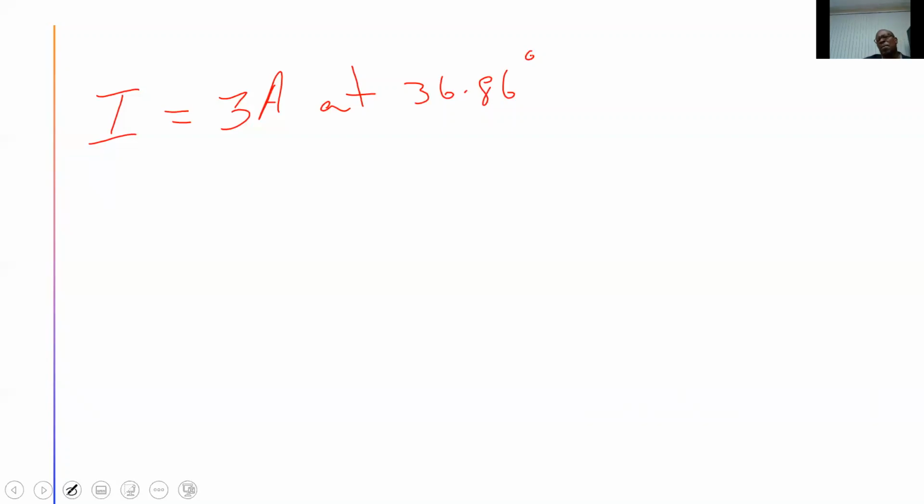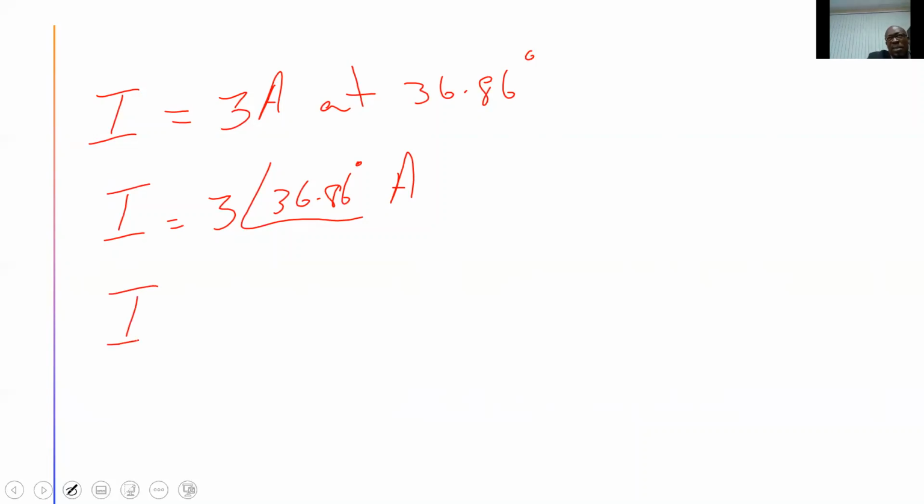However, we rarely write our answers looking like this. So I is equal to 3 at 36.86 degrees amperes. And it should also be noted that this 36 degrees is leading. So another way of writing it is that I, now the positive is indicating that it is leading. So I is equal to 3 amperes at 36.86 degrees leading.